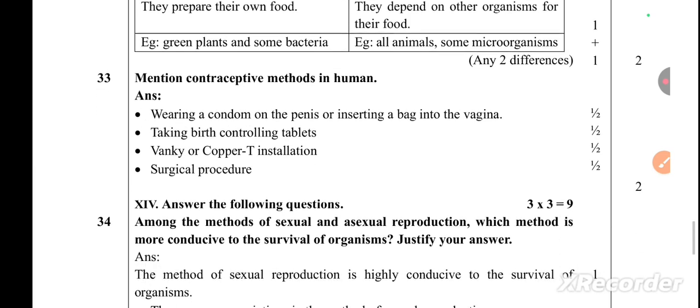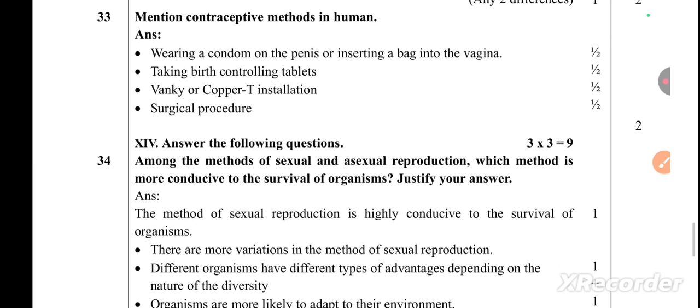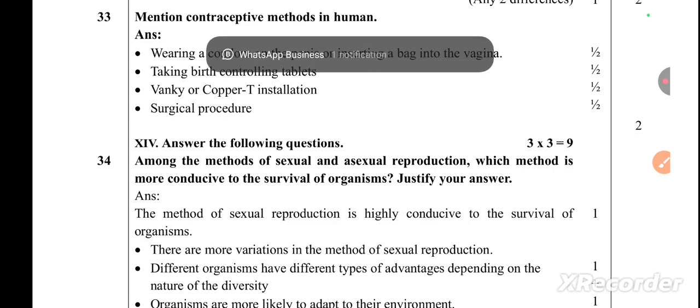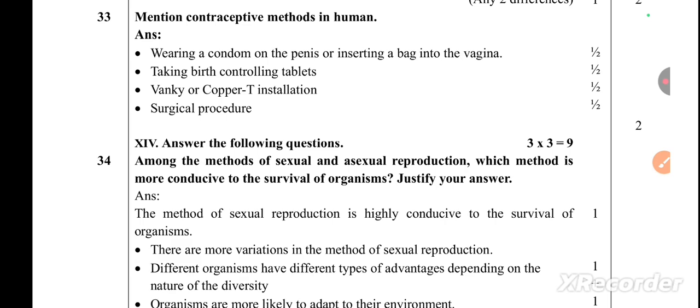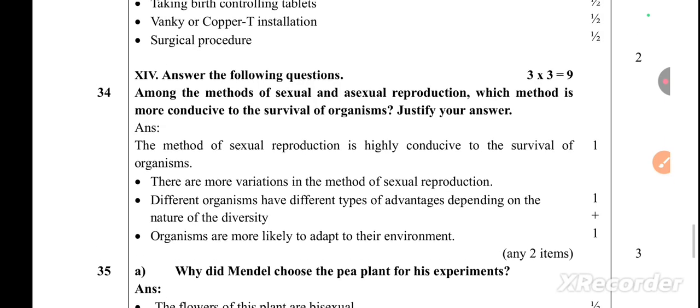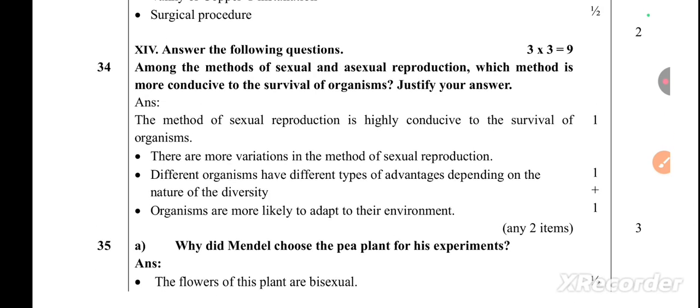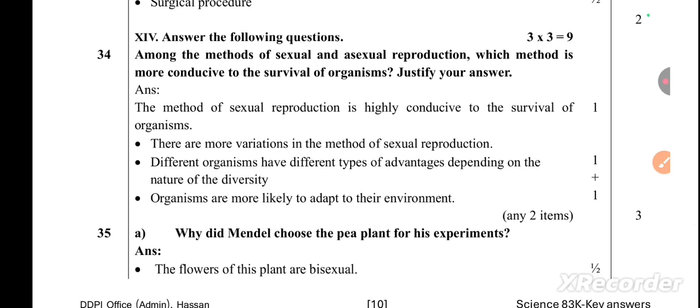Then 33rd question, mention the contraceptive methods in humans. Wearing a condom on the penis or inserting a bag into the vagina. Taking birth control tablets, that's pills. Loop, or in Kannada it's called Loop, or a copper T installation. Surgical procedure, vasectomy or tubectomy. Then 34th, answer the following questions, each carrying 3 marks.